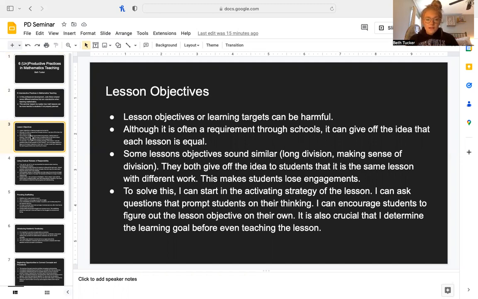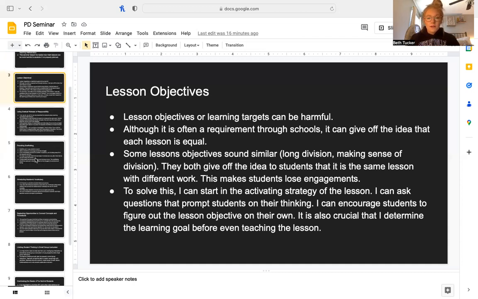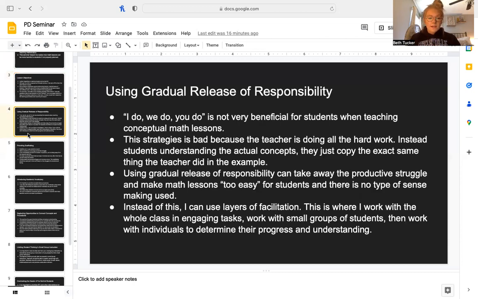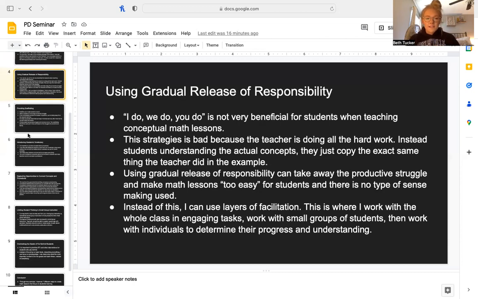So to solve this, I can start in the activating strategy of the lesson. I can ask questions that prompt students on their thinking, and then I can encourage students to figure out the lesson objective on their own by asking questions with academic language. It's crucial that I determine the learning goal before I even begin teaching the lesson to avoid making lesson objectives sound similar. The next unproductive practice is using gradual release of responsibility.